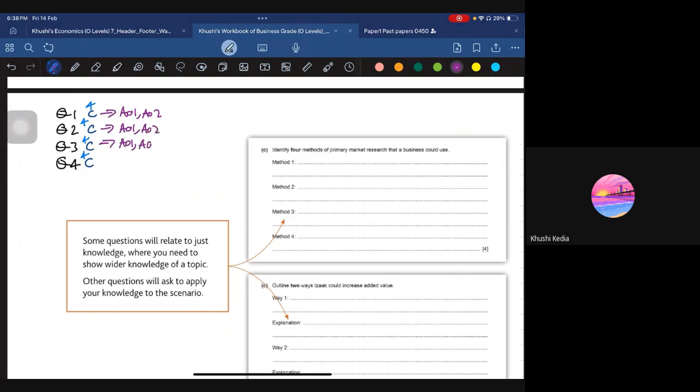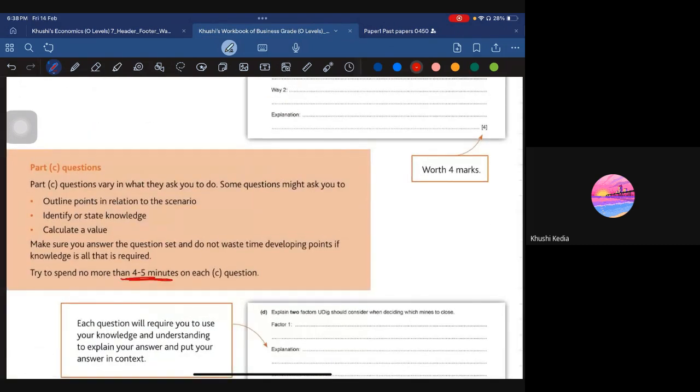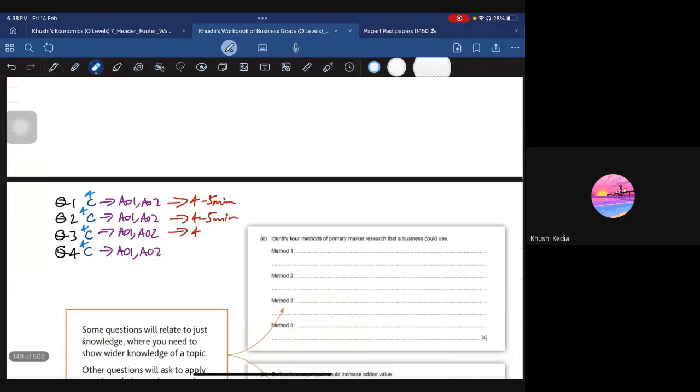How much time do you think you should spend on a C part? 3 to 4 minutes. Yeah, it should be done in about 4 to 5 minutes. Better is that you do it in 4 minutes, and it should be right. But the usual time that they tell is 4 to 5 minutes.